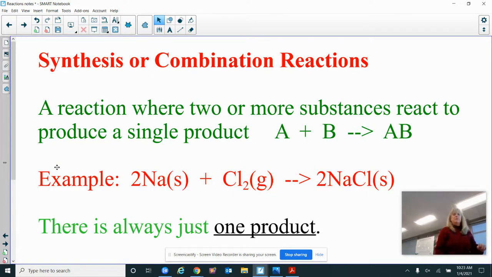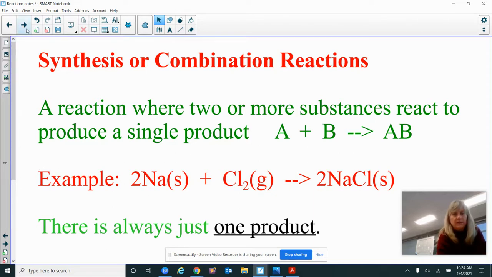Synthesis or combination, that's when you had 2 different substances combined to produce a single product. That's usually going to be 2 elements combining to give you a single product. So you'll always know it's synthesis if you just have one product. Or if you only have 2 reactants that are elements, it has to be synthesis. Okay, so if the 2 reactants are elements, it's definitely synthesis.